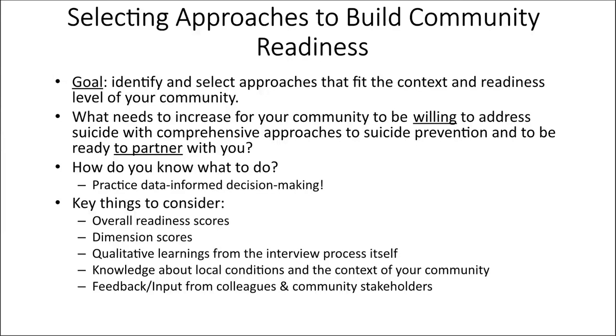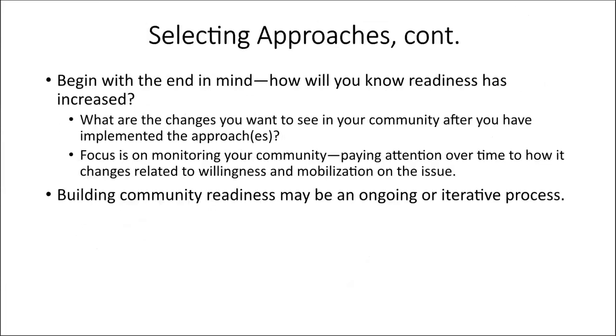The question then is, how do you know what to do? You'll know what to do as you continue to practice data-informed or data-driven decision-making. And here are some things that you're going to consider as you're starting to identify those strategies: your overall readiness scores, those dimension scores, things you learn from the actual transcripts from your CRA interviews, quotes, other qualitative data, things that your key informants said. You're going to consider your knowledge about your local conditions in the context of your community. And you can get feedback and input from your colleagues, your coalition members, and your stakeholders in the community.